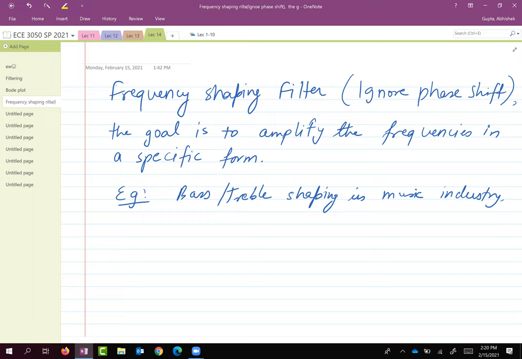So given a business requirement that I want to create a loudspeaker which is good for playing a certain kind of music, then you have to spend a lot of time and effort to figure out how to build the entire circuit diagram so that it amplifies certain frequencies in a certain fashion and diminishes other frequencies in a certain fashion so that the output sounds pleasing to human ears. Okay, so it's a very complicated problem.